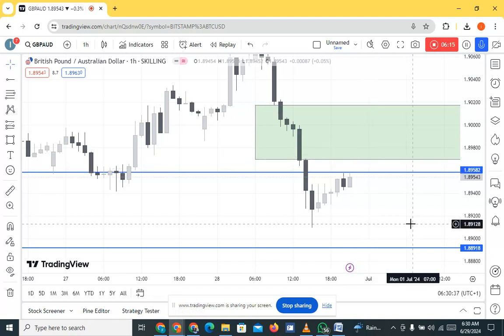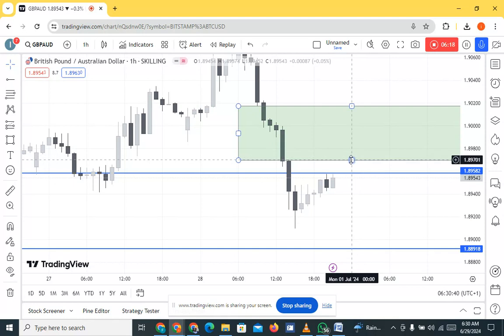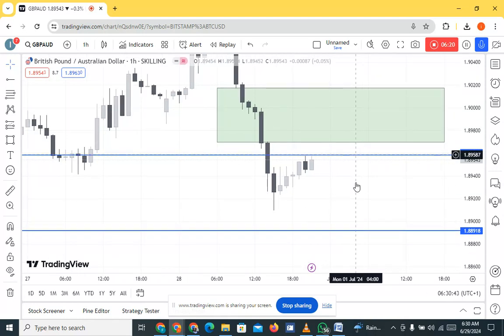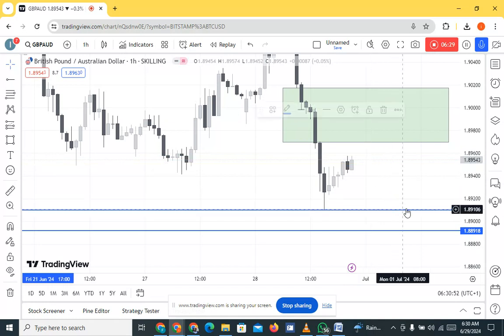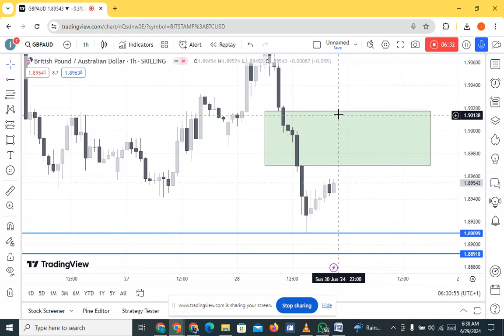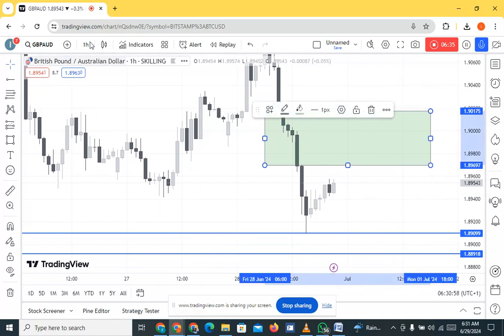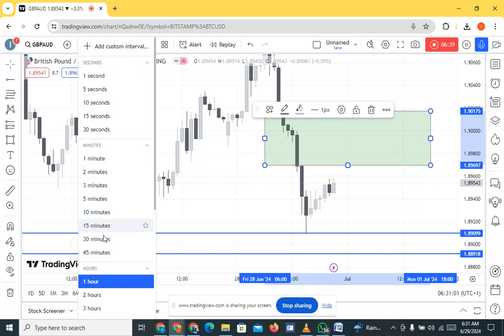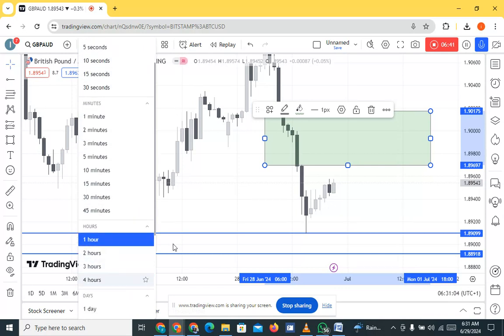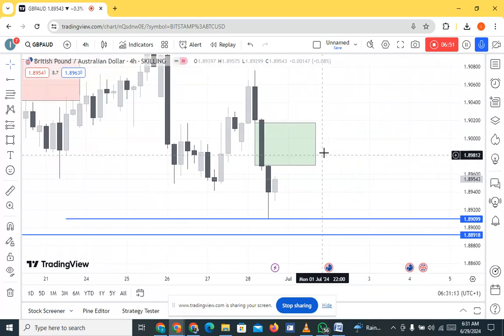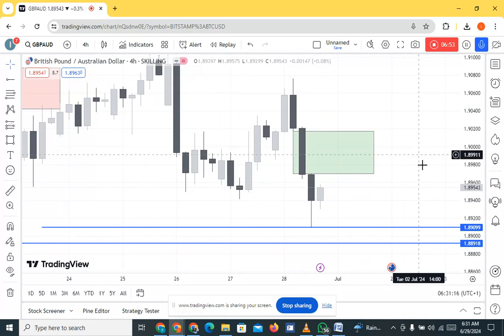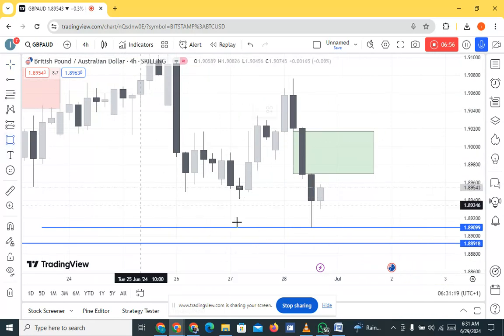If we want to continue lower, then price has to push in here, then reject out of it, and then we can start looking for our sell opportunities targeting these lows. But if it disrespects this 4 hour fair value gap with another 4 hour fair value gap going higher, then we can say price is actually starting to look really, really bullish.